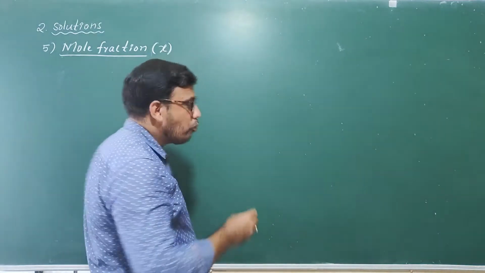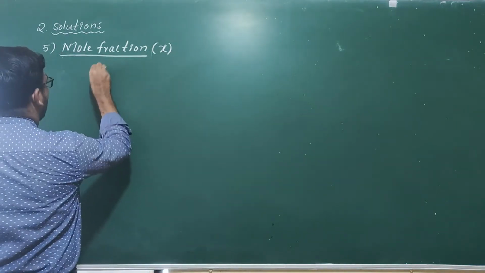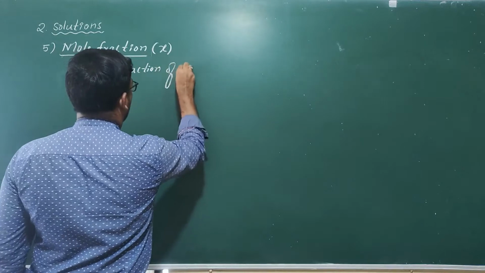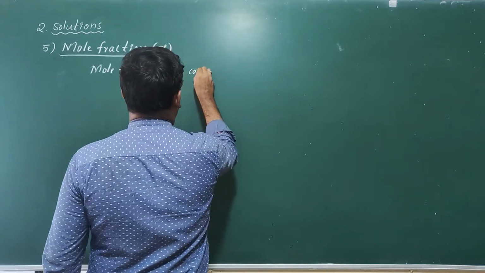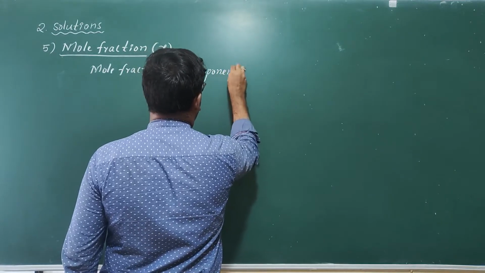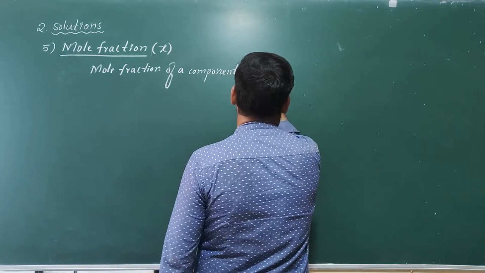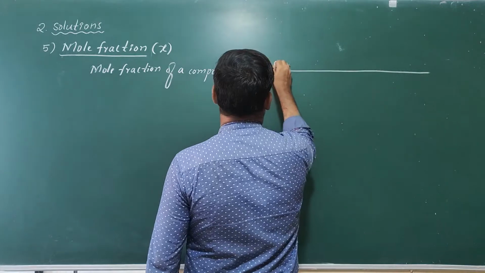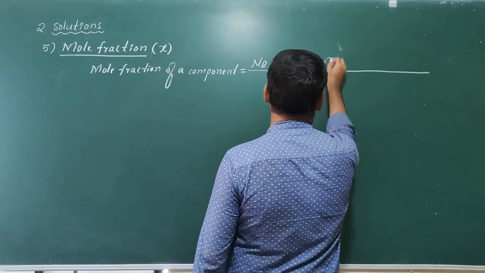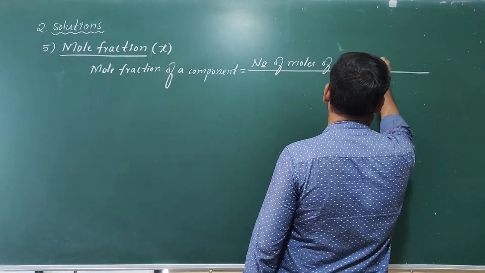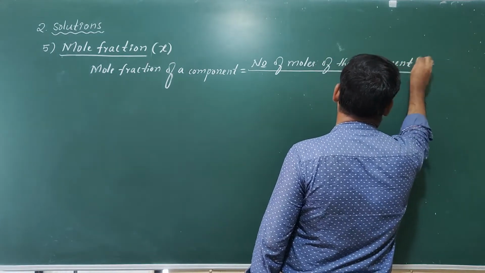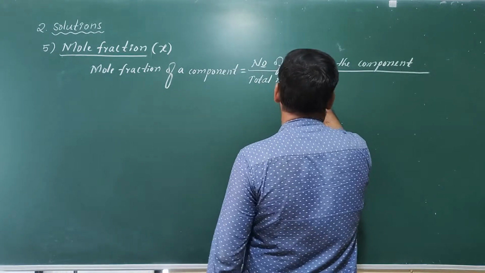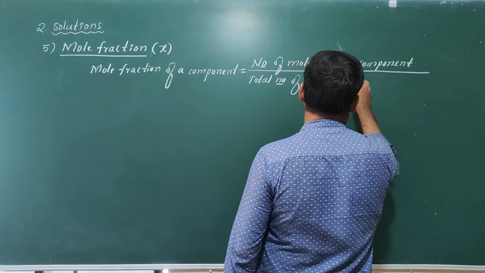Okay, let us write. So mole fraction of a component is equal to number of moles of the component divided by total number of moles of all the components.